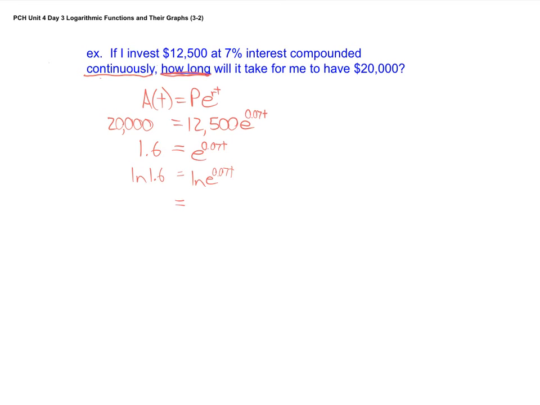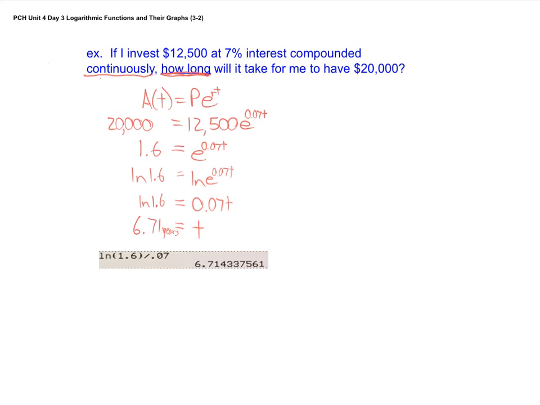And what that will do is now I will just have my 0.07t equals the ln of 1.6, which I can do on my calculator. And of course I need to divide both sides by 0.07, which if I plug it into my calculator, it's going to look something like this. So my time is going to be approximately 6.71 years.